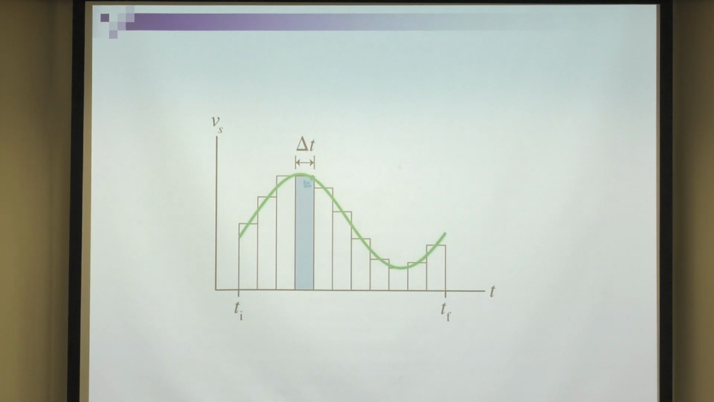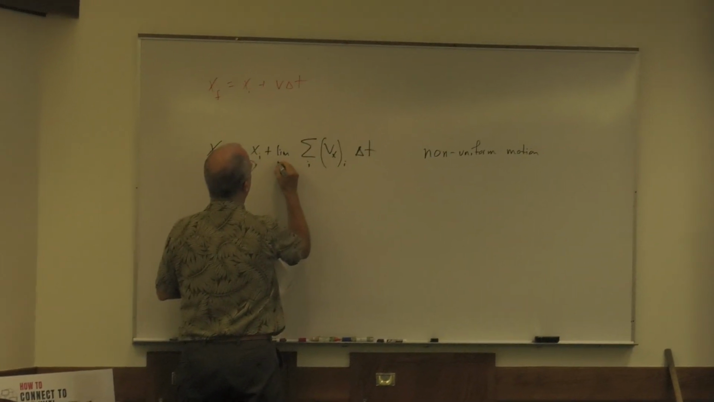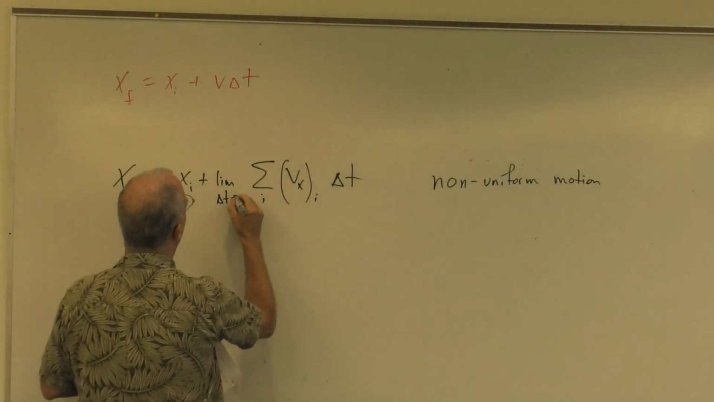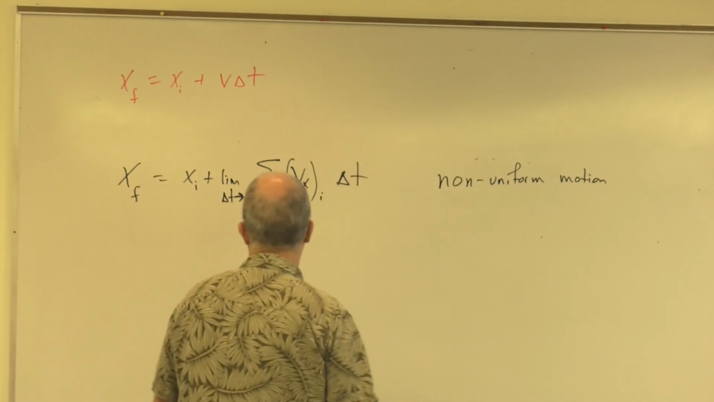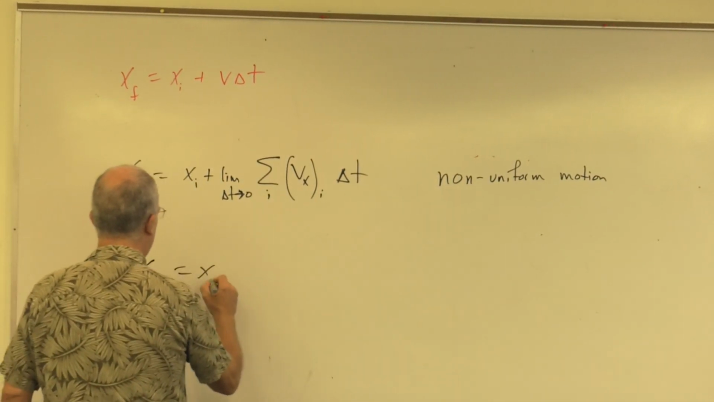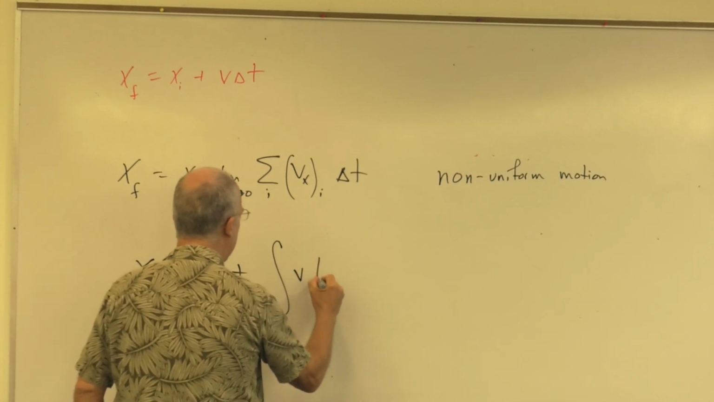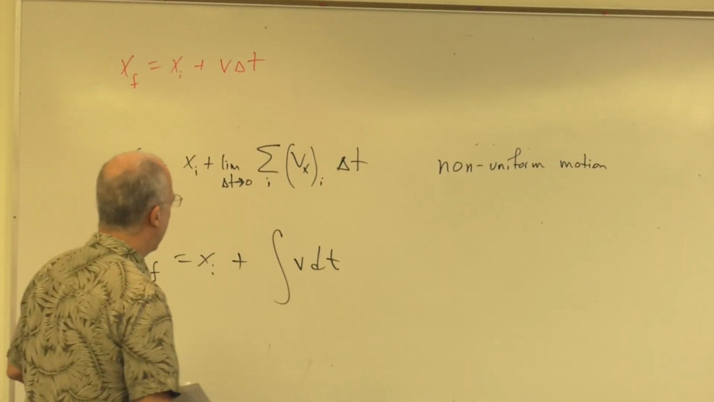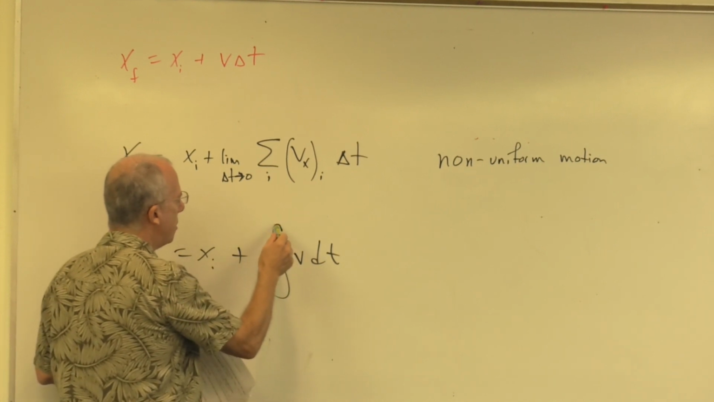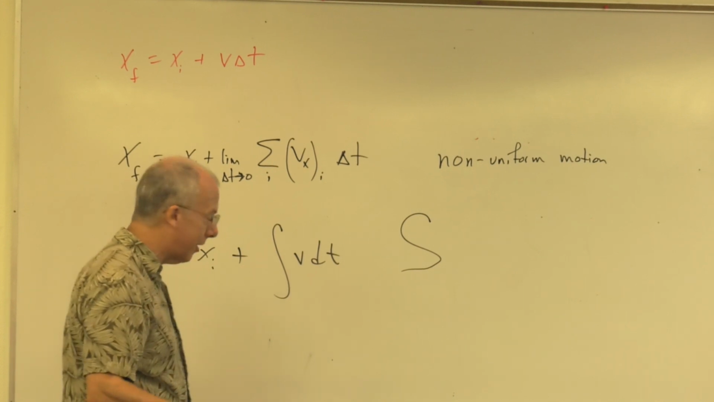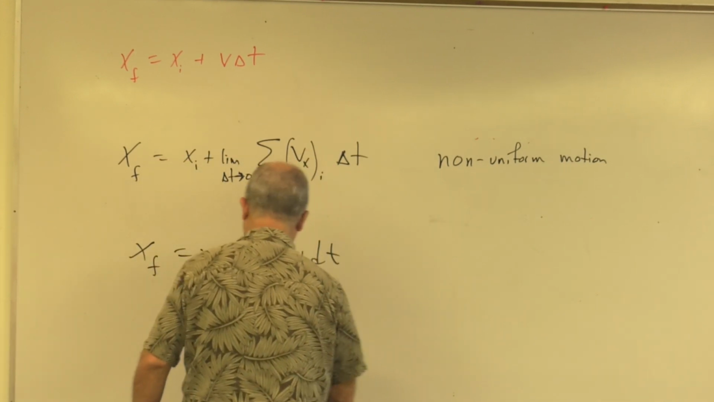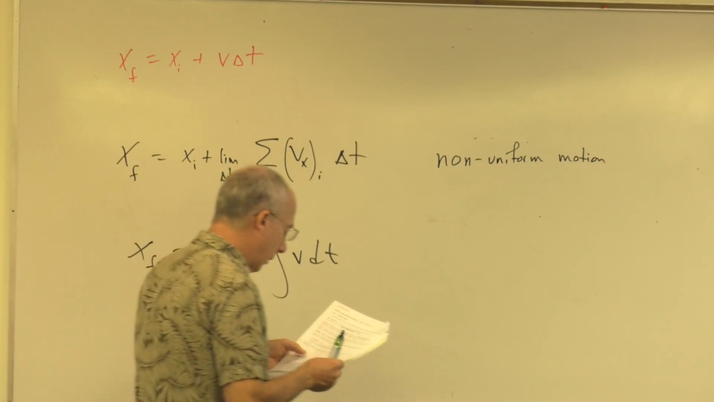So what does that mean? Well, you've all taken calculus, come on. You're just going to take the limit as delta t goes to 0. And what's a sum when the limit delta t goes to 0? That's an integral. So you have x final equals x initial plus integral v dt. By the way, I'm sure you know this, but what does this integral sign look like? Like an S for sum, because that's what an integral is. It's a sum. All right, so that's how you do it.